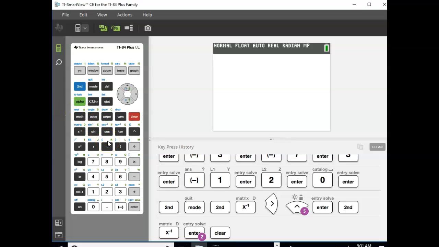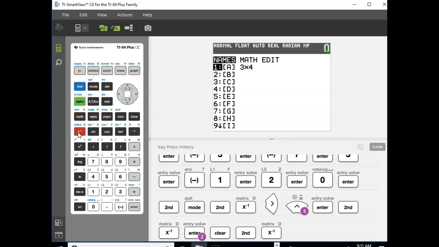All right, do you find the matrix menu anywhere? It's hidden. It's in the blue ink. It's right above the inverse key. So if you go second inverse, it'll take you to the matrix menu. So the matrix menu has 3 sub-menus.